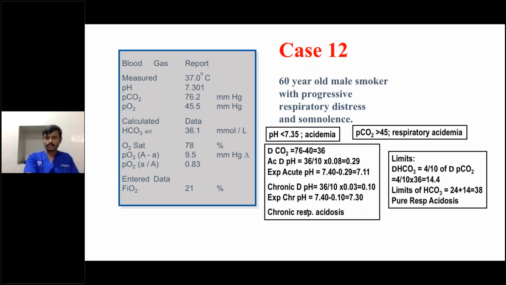In case of chronic respiratory acidosis, you should check how much compensation there is, because with carbon dioxide increase, bicarbonate should also increase. That comes from the formula 4 by 10 for a rise in PCO2 above 40. 4 by 10 into change in PCO2 becomes 14.4. We should add this 14 to the normal 24, which becomes 38. So there is good compensation.